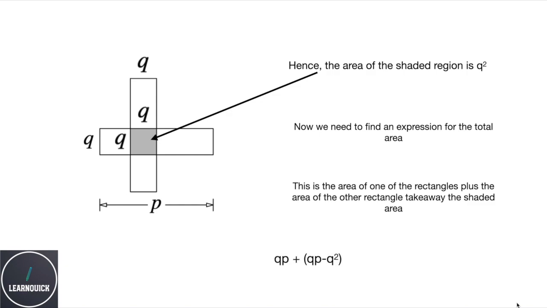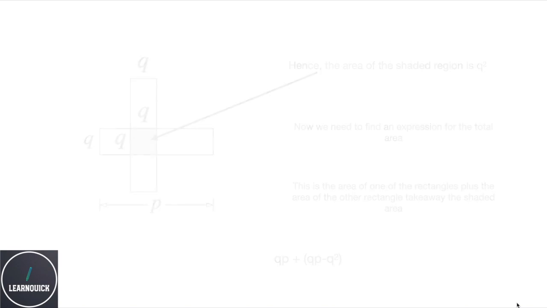So the area of one of the rectangles plus the area of the other rectangle, take away the shaded area, will be the total area. So we can write this as QP, the area of one rectangle, plus QP, take away Q squared, the area of the other rectangle, take away the shaded area.